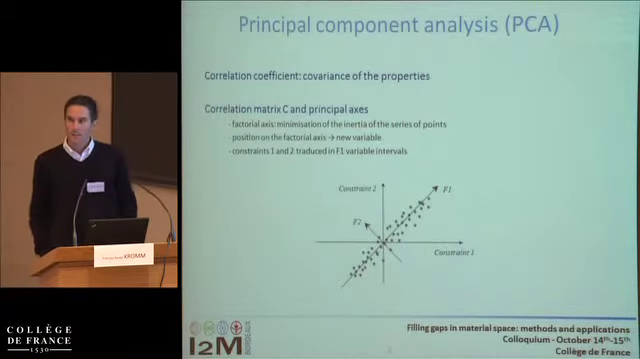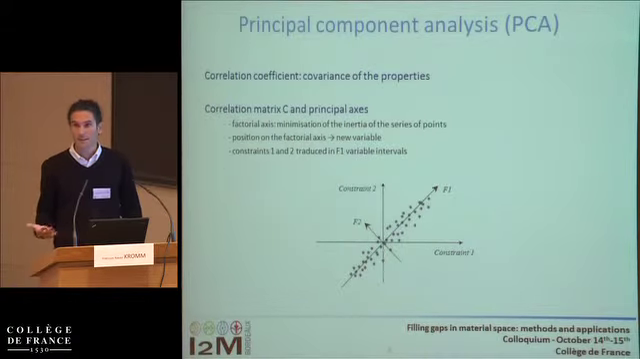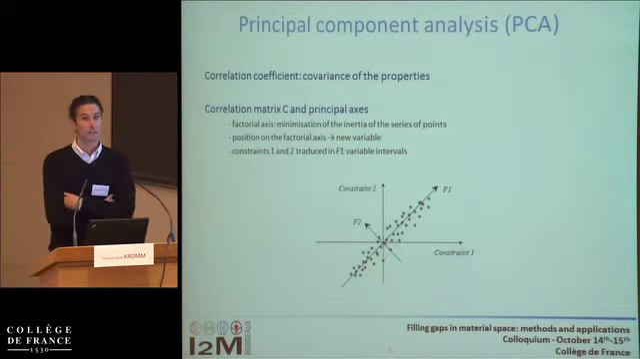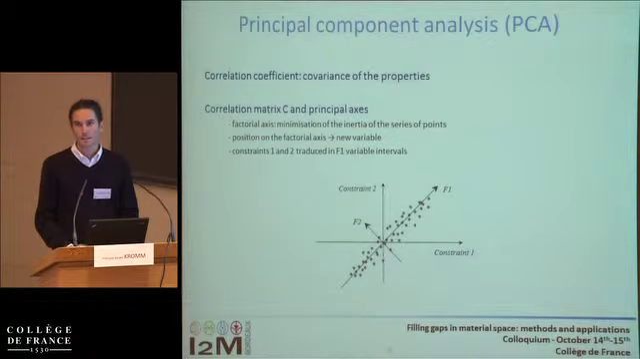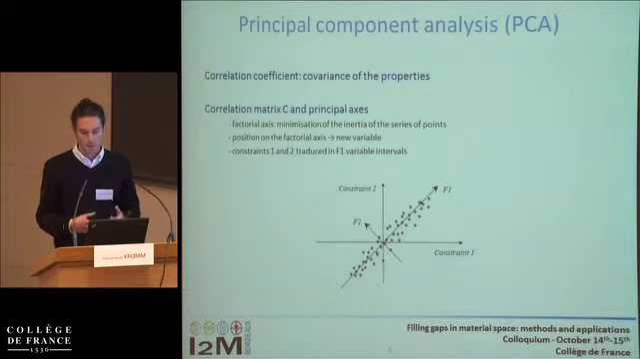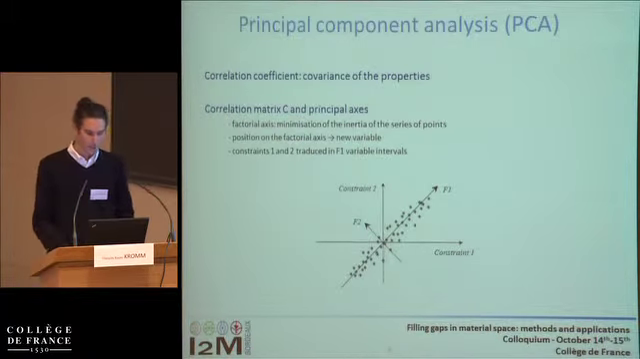It is based on the principal component analysis method, which allows us to calculate a correlation coefficient by calculating the covariance of two properties on a database. These correlation coefficients are the terms of the correlation matrix. Defining the principal axes of this matrix, which are called factorial axes, we can find an axis which minimizes the inertia of the series of points, and in our case, the points represent a material in the property space.